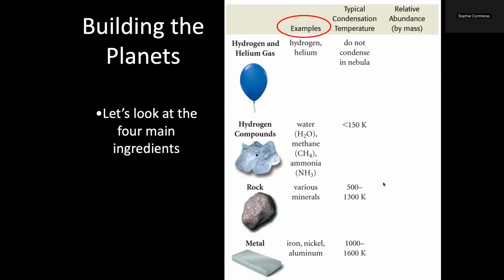Okay, what about rock? Rock is here, 500 degrees to about 1300. So there's some more strong rocks, so to speak. They melt at a higher temperature versus the ones that are more easily meltable. And then hydrogen compounds are at about 150 degrees Kelvin. That's where you make your ices. And you can never get hydrogen and helium to condense at all in the conditions that you find it in the early solar system. Okay.